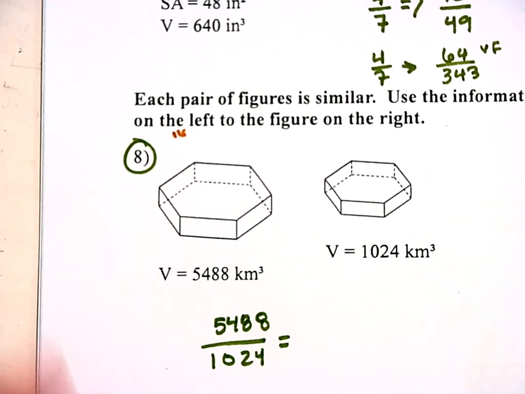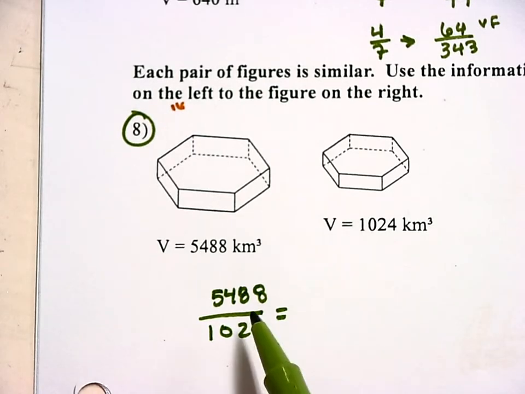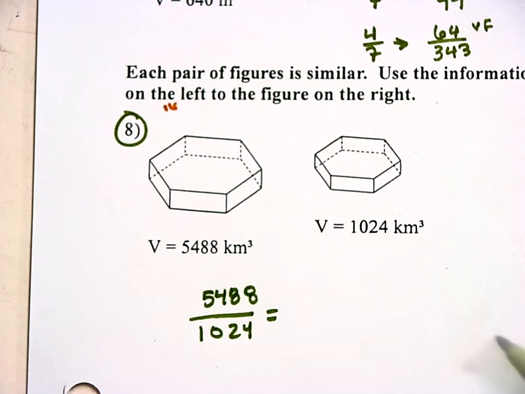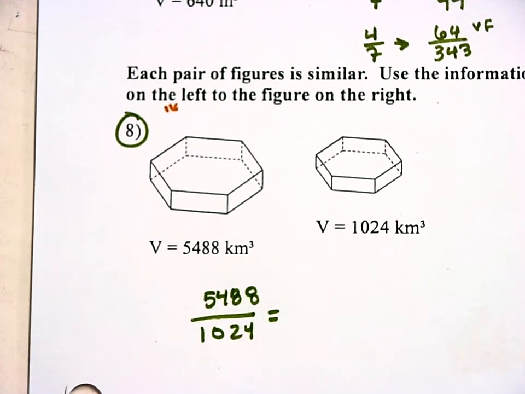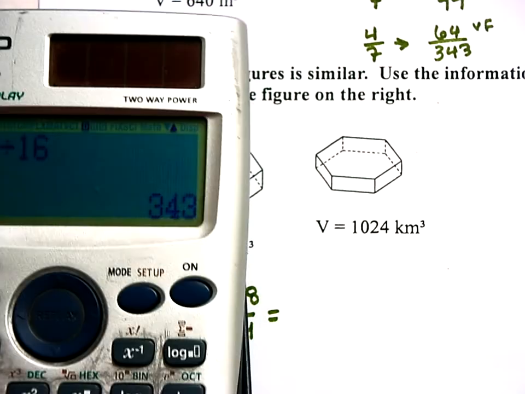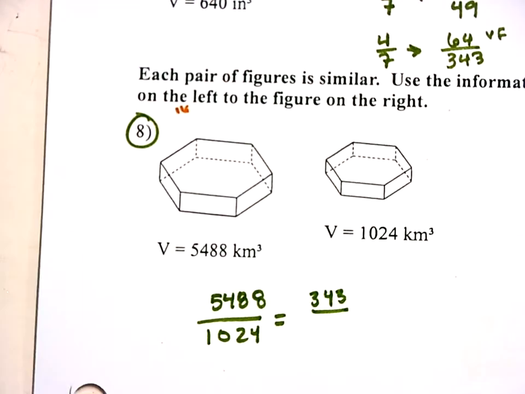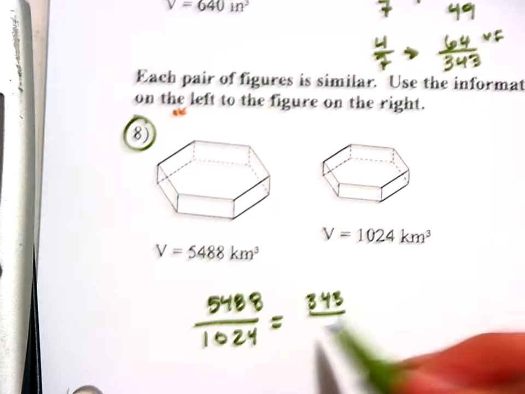And this is going to give me a decimal if I divide this, but what I can do is simplify this fraction. So these are both divisible by 16. If I divide top and bottom by 16, so I do 54 divided by 16, that gives me 343. And if I divide the denominator by 16, so right on my calculator, that's going to give me 64, so that's my denominator.